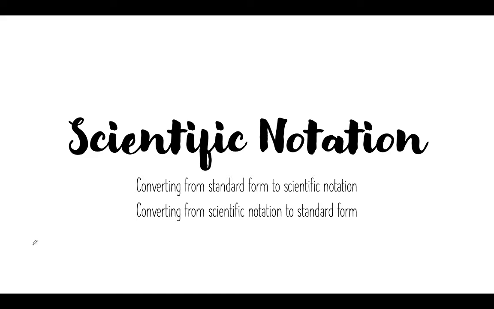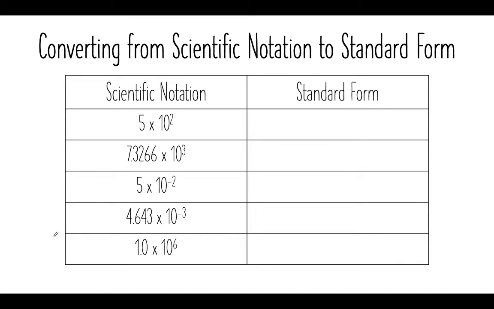Today we're going to be looking at scientific notation. Specifically, we're going to be converting from standard form to scientific notation and vice versa. What we call scientific notation is a way in which we express really large numbers, so numbers with lots of zeros in front of it, or really small numbers, so lots of zeros before it. So 0.0001 would be an example of a really small number. So let's look at how we do this.